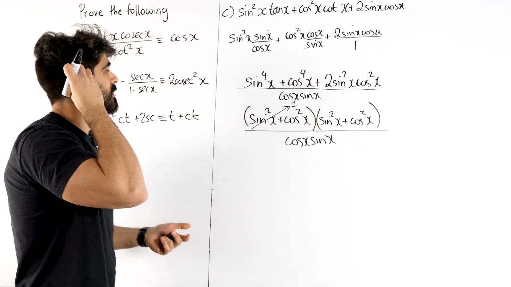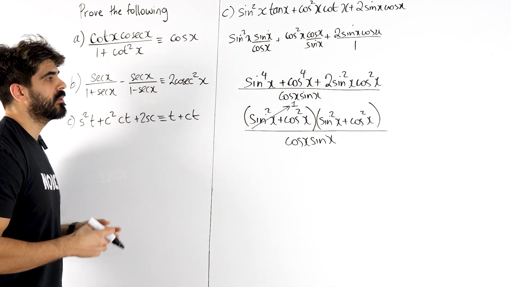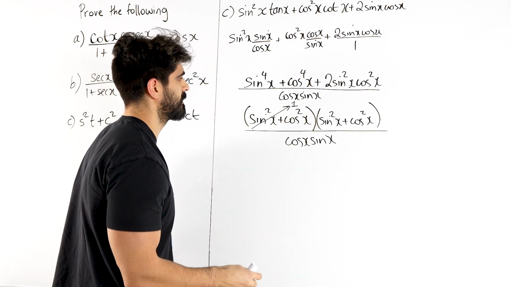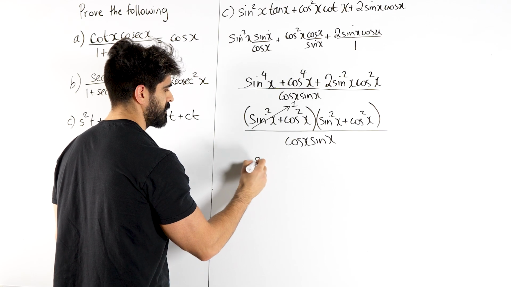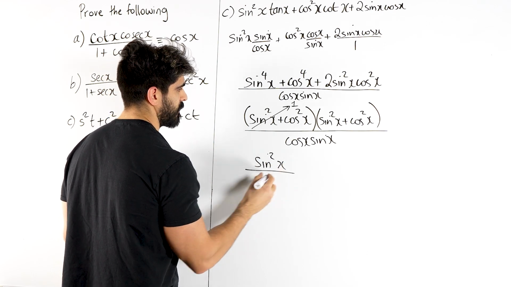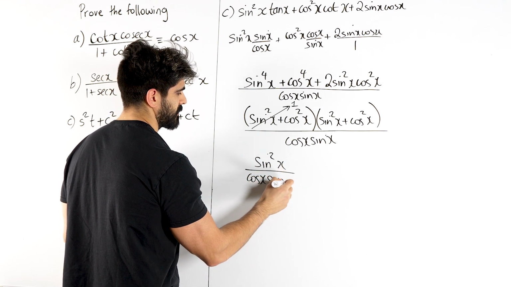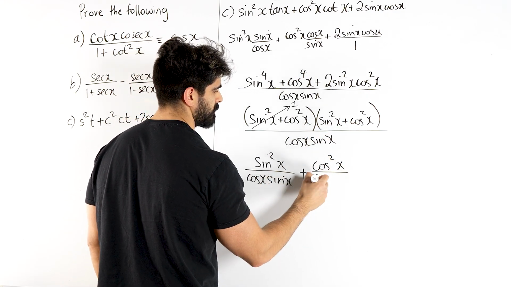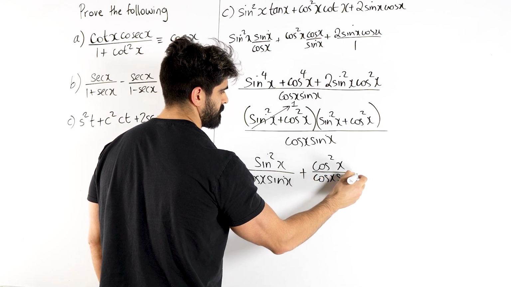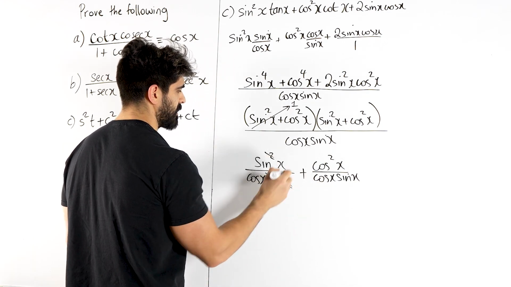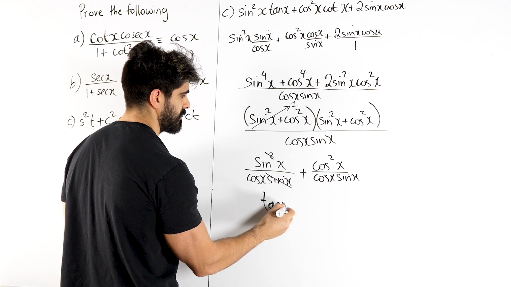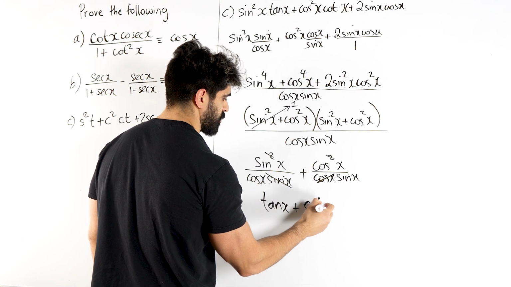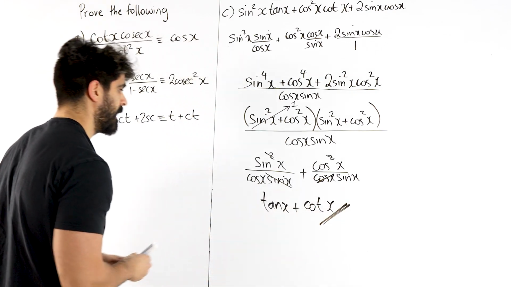And how are we going to address that? How are we going to turn it into tan plus cot? Well, at the moment, we have everything being one fraction. We should probably start splitting it. So we get sine squared x over cos x sine x plus cos squared x over cos x sine x. Here, the sines cancel. We're left with sine over cos, which is tan x, plus the cos x's cancel, and we're left with cos over sine, which is cot x. And that has been proved.